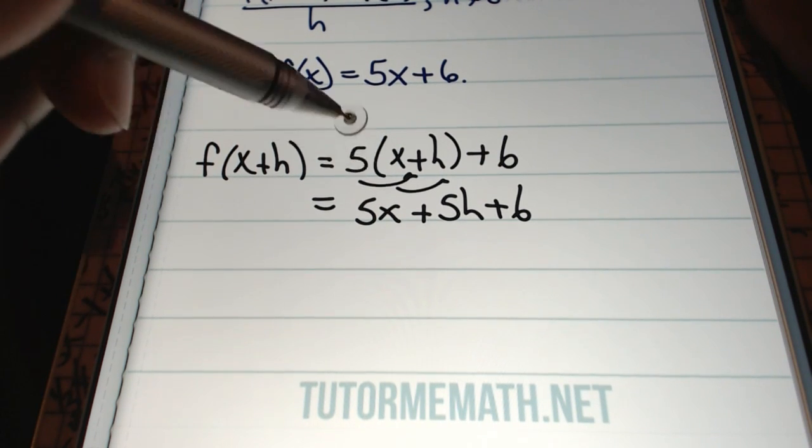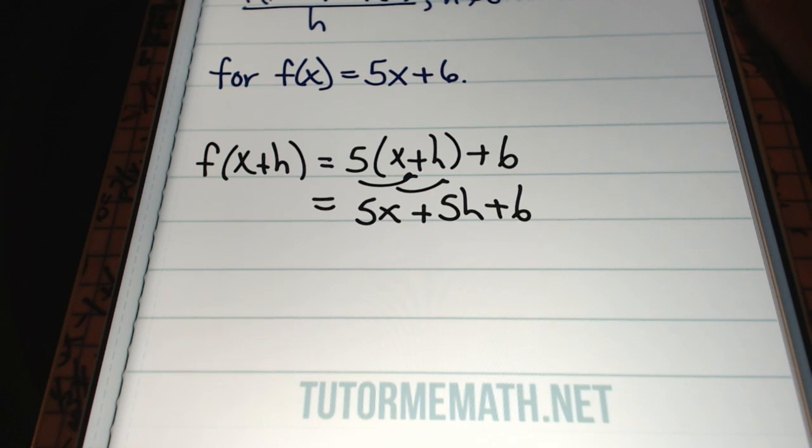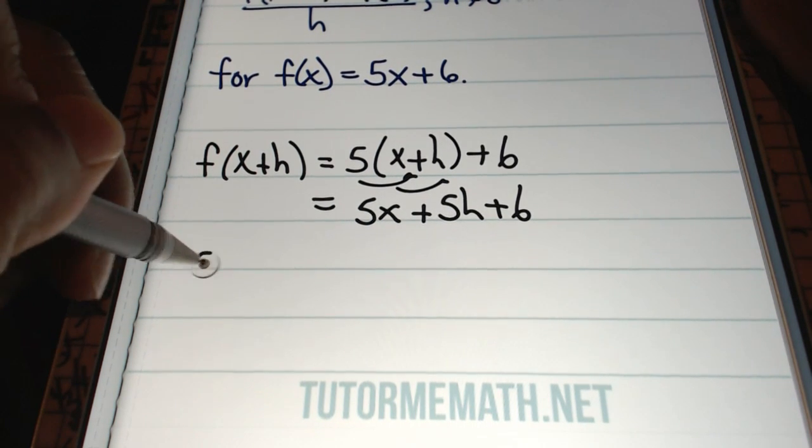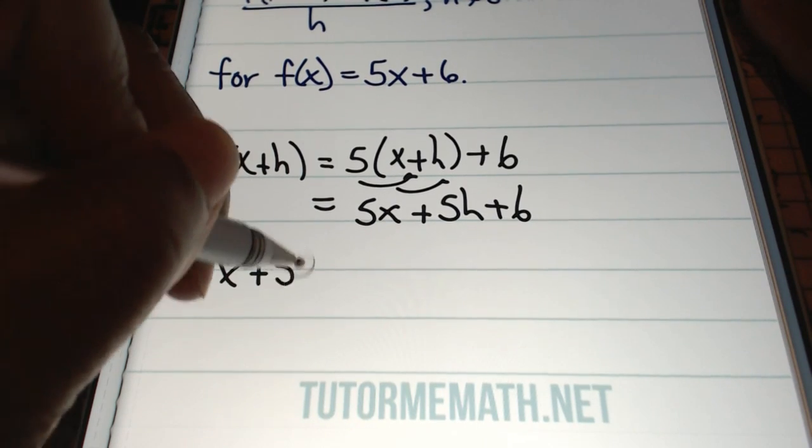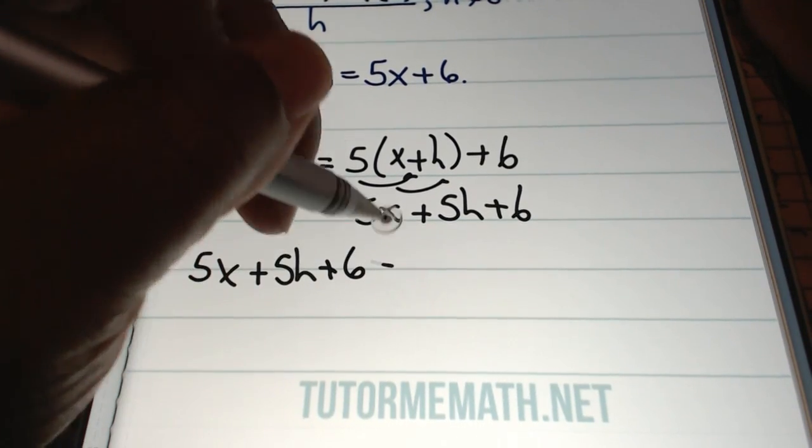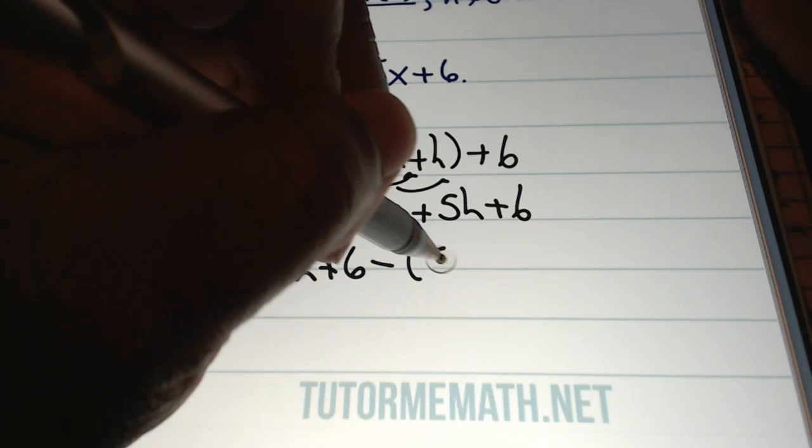So let's go ahead, now that we have this f of x plus h, guys, we're going to go ahead and plug this into the difference quotient, by plugging in 5x plus 5h plus 6 minus our original quantity.